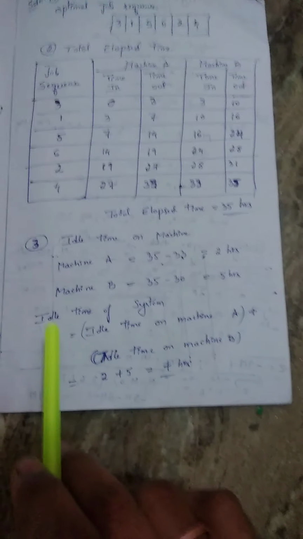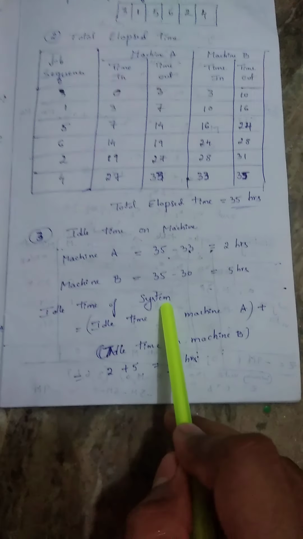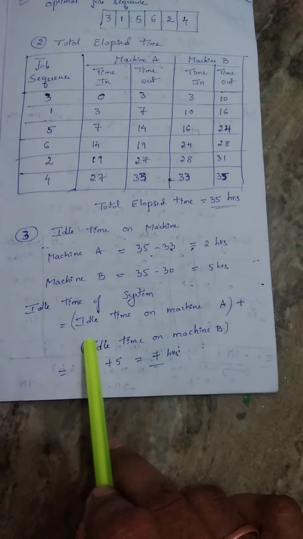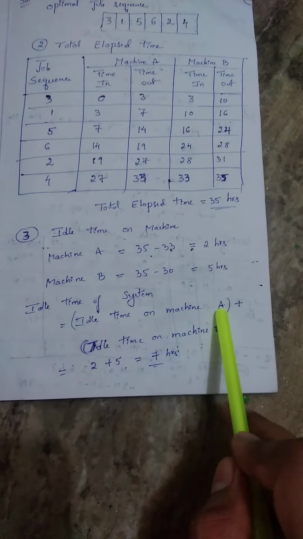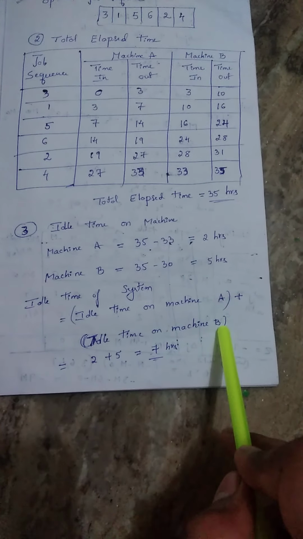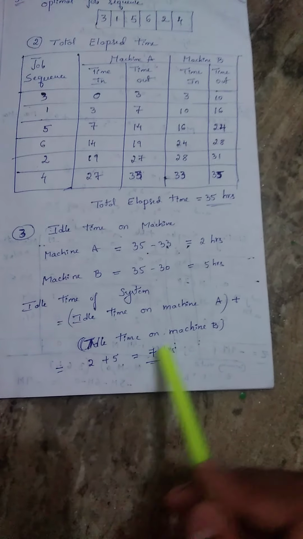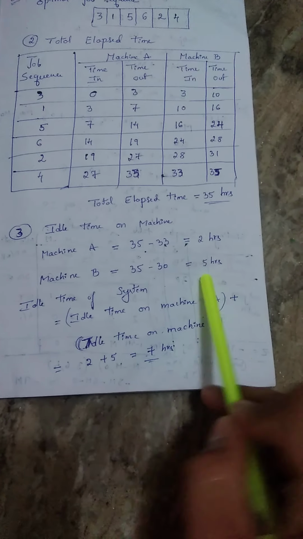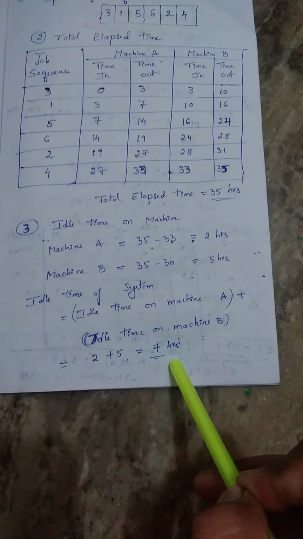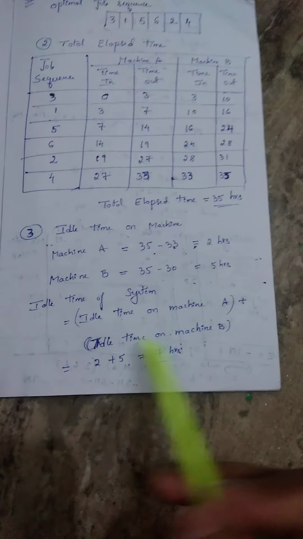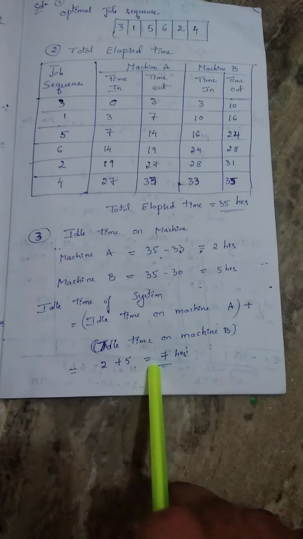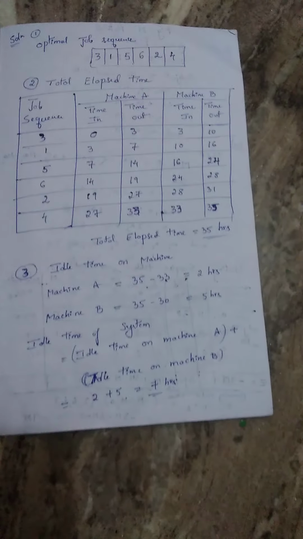Therefore, we are calculating the idle time of the total system. There is a formula: idle time on machine A plus idle time on machine B. What is the idle time on machine A? 2 hours. What is the idle time of machine B? 5 hours. 2 plus 5 getting 7 hours of total idle time of the system. Idle time of the system, how many hours? 7 hours. Okay, thank you my dear students.